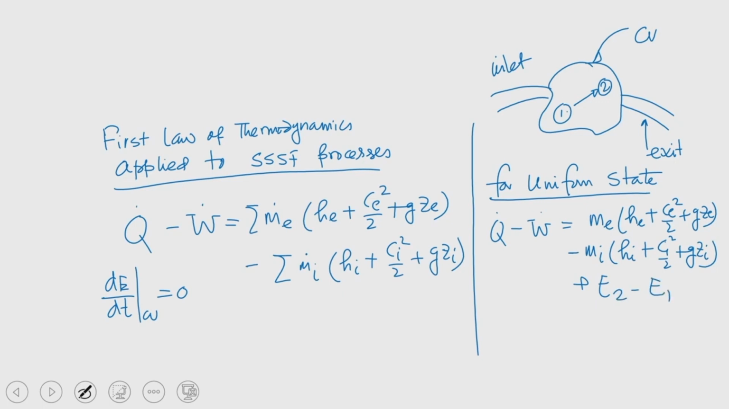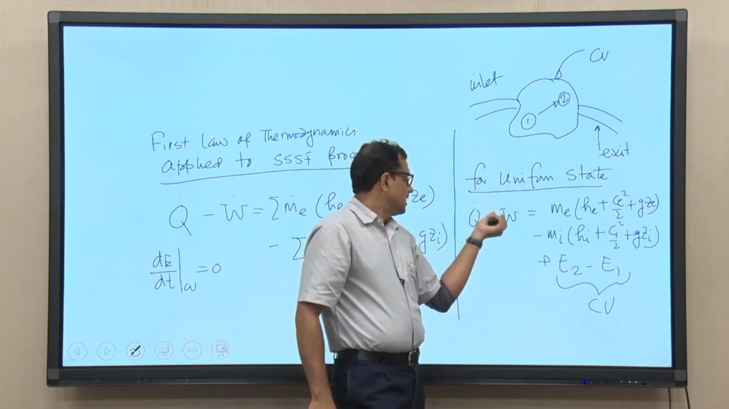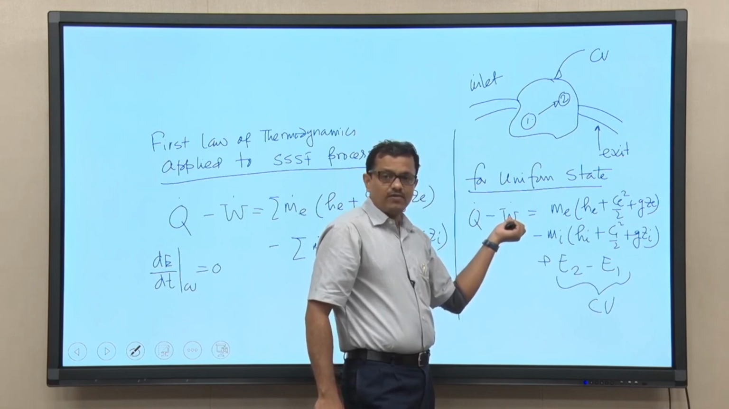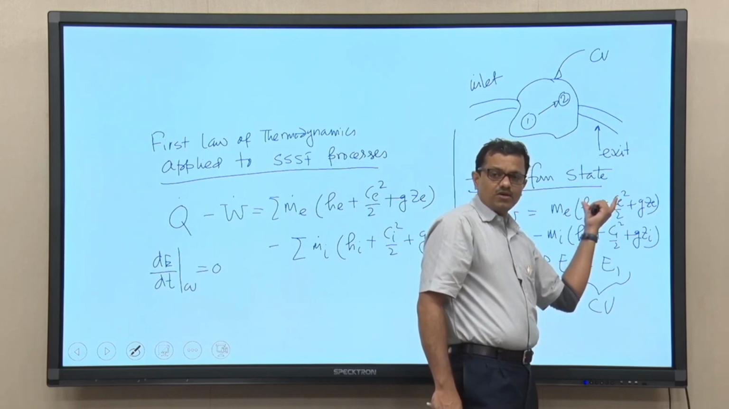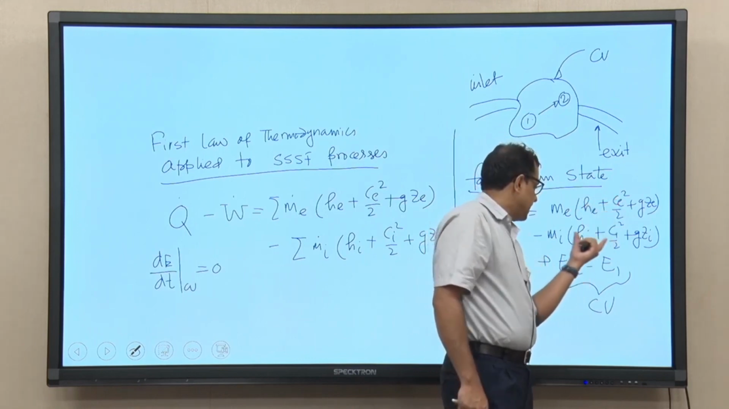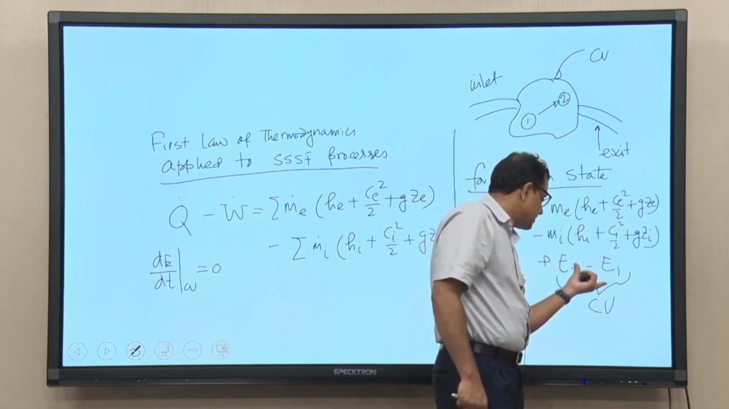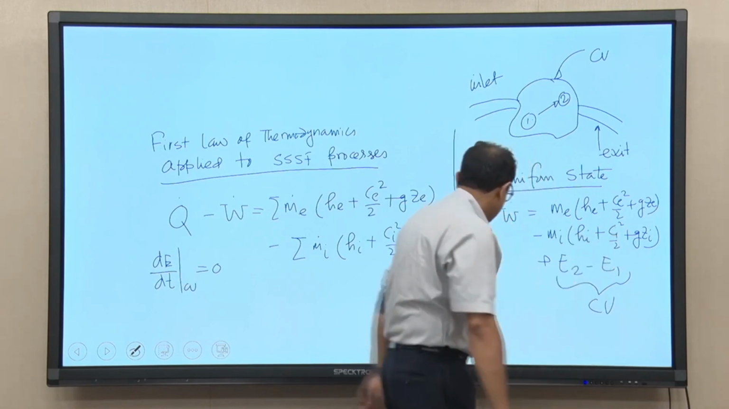So, you know that this is the change in energy that is within the control volume. So, this is basically the energy into the system or control volume by heat, energy out from the control volume by work. This is energy out from the control volume due to flow, energy into the control volume due to flow, and this is the change in the control volume. So, this is the change in energy within the control volume.